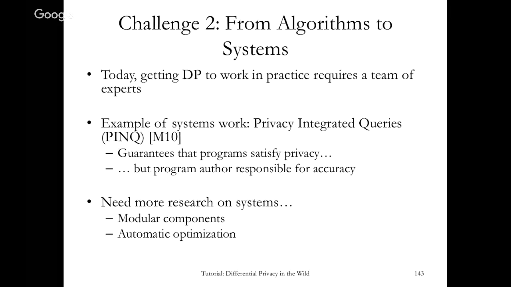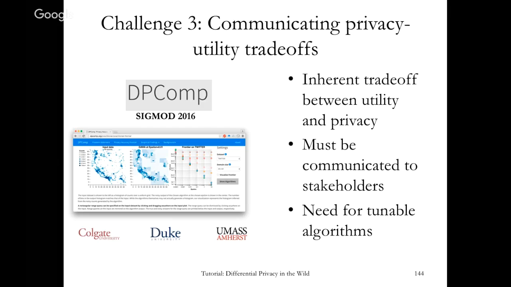Okay, and the third and final challenge is around communicating privacy utility trade-offs. So with any system, as we've seen, there are some fundamental limits and inherent privacy utility trade-offs, right? So you're inevitably going to sacrifice some accuracy in the statistics or quantities that you are extracting from the data for the sake of privacy. And it's necessary to communicate these to the stakeholders, right?